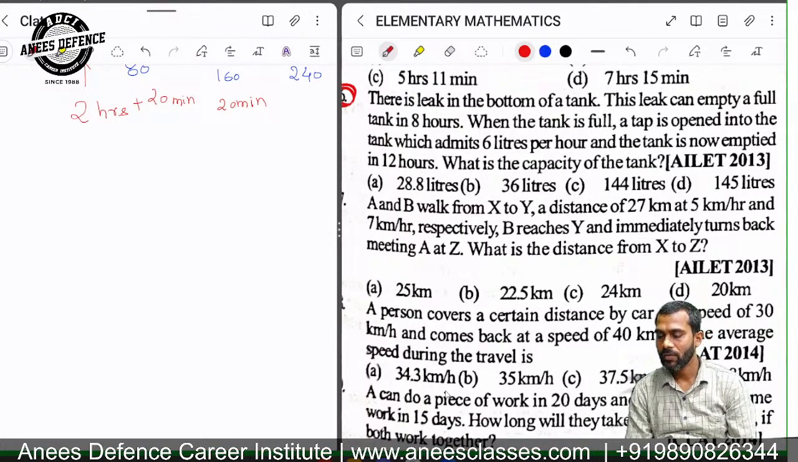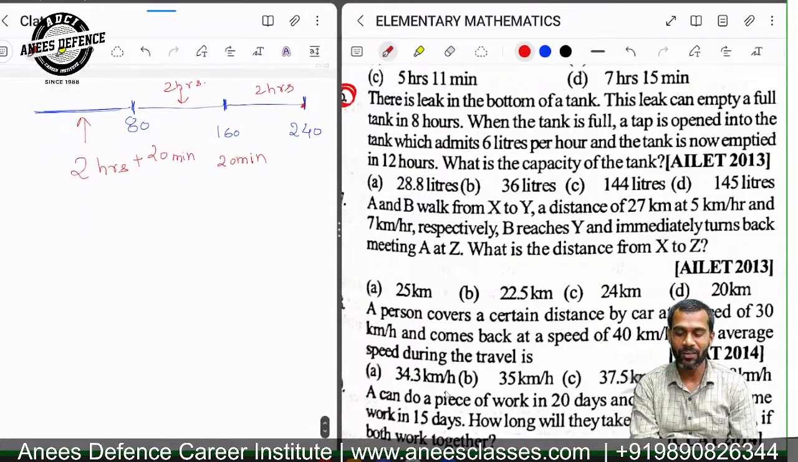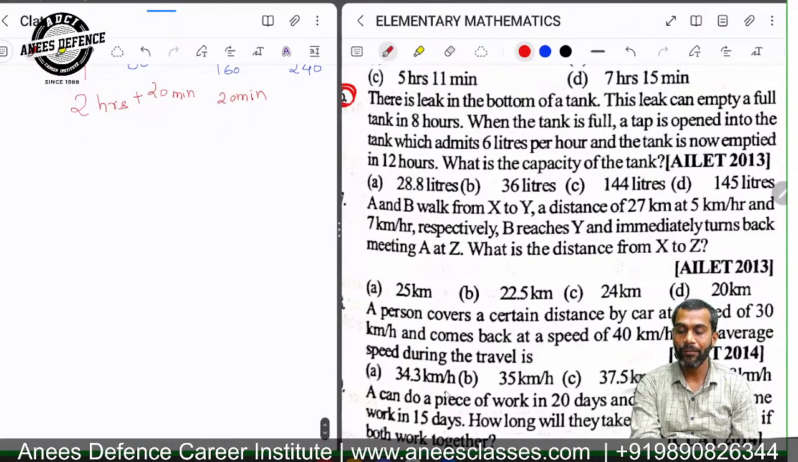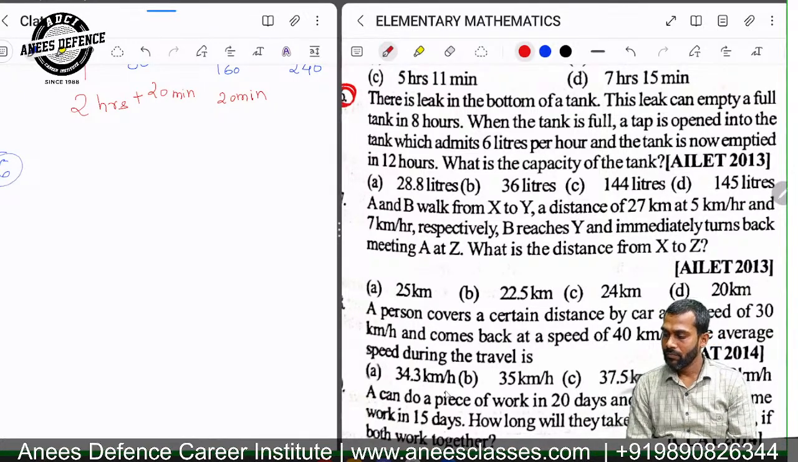Again tank and pipe. Yes or no? So please try to draw the diagram. It is similar to question number 2. Question number 6, please try. There is a leak in the bottom of a tank. The leak can empty a full tank in 8 hours. When the tank is full, a tap is opened into the tank which admits 6 liters per hour, and the tank is now emptied in 12 hours. What is the capacity of the tank?